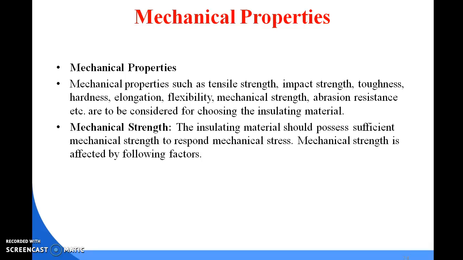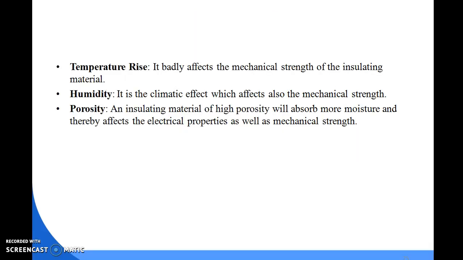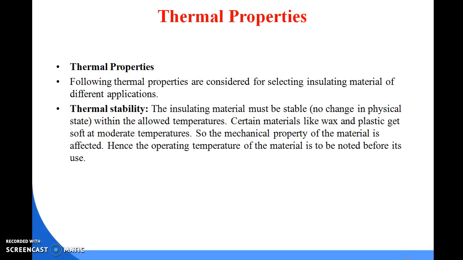Mechanical strength is affected by the following factors. Okay, what are the factors? That is temperature rise. It badly affects the mechanical strength of the insulating material. Humidity, it is a climatic effect which affects the mechanical strength. Porosity: an insulating material of high porosity will absorb more moisture and thereby affect the electrical properties as well as mechanical strength. Thermal properties.